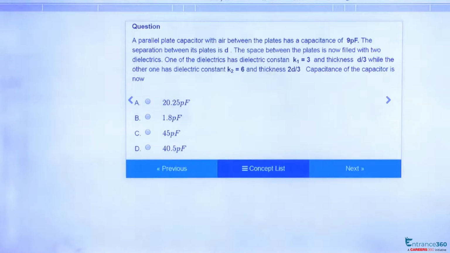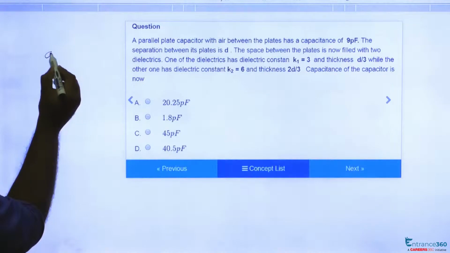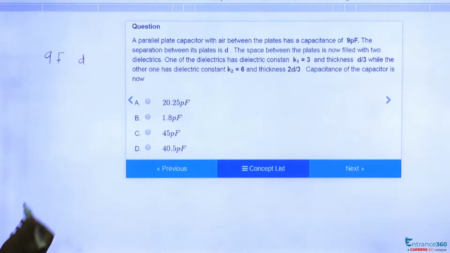Question says that a parallel plate capacitor has a capacitance 9 μF in air which is separated by a distance d. Now the distance between plates is filled by two dielectric constants. One of the dielectric constant have K1 equal to 3 and another have K2 is equal to 6.